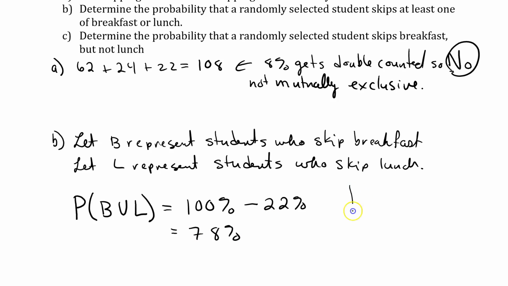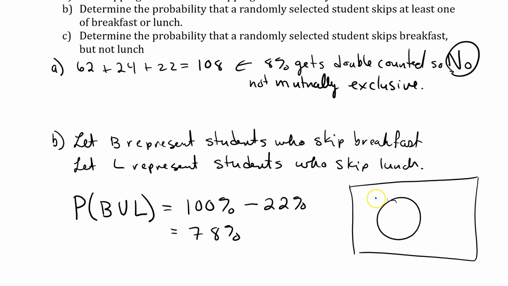So if we were to draw our Venn diagram, we'll call this one B and call this one L. We know that outside here is 22%, and everything within the two circles is going to be 78%.